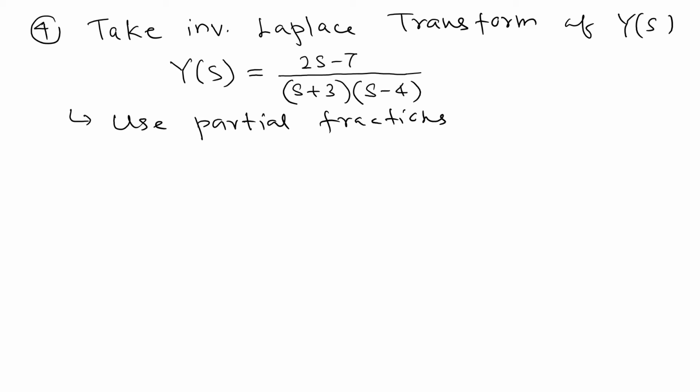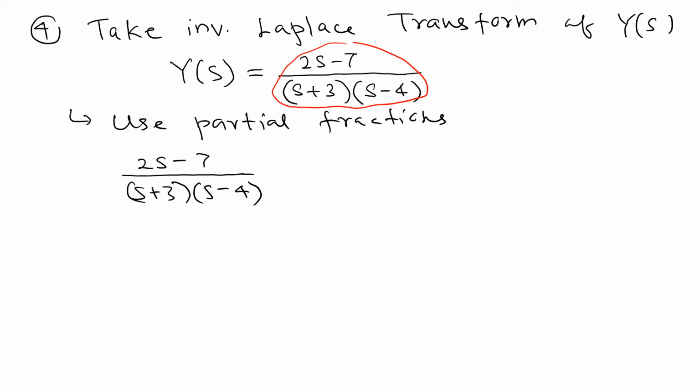To do that, we're going to start with the expression on the right side. We can write it like this: 2s minus 7 over s plus 3 times s minus 4. We write this as identically equal to A over the first factor, s plus 3. You can do that when you have distinct linear factors, which is the first case, the easiest case. And the next one is B over the other factor, which is s minus 4. So we write the partial fraction like that.